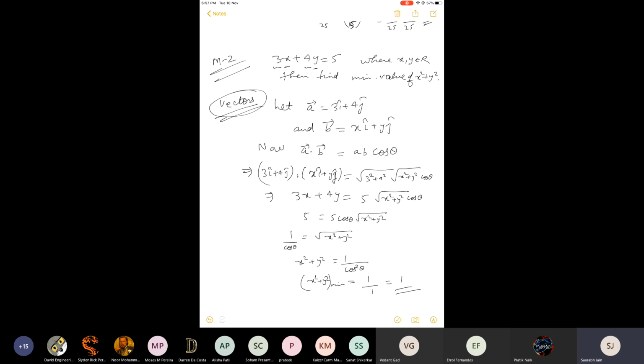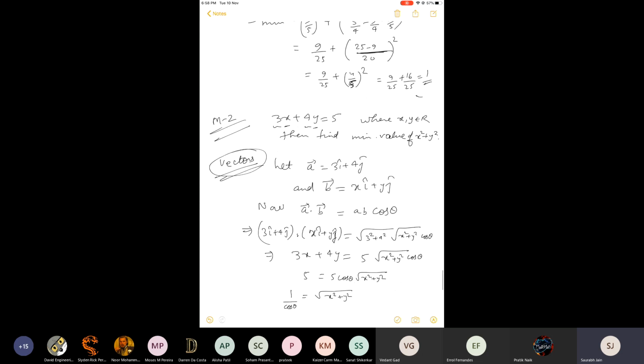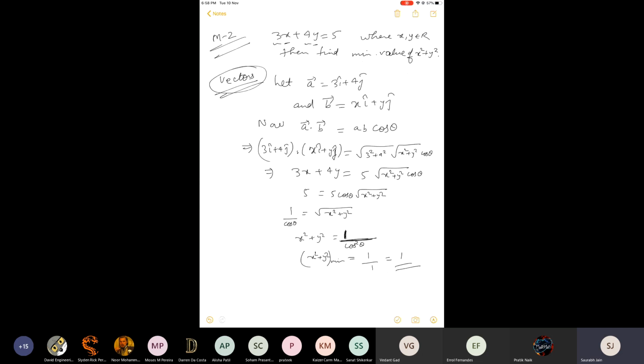For x square plus y square to be minimum, since there is a constant in the numerator in the RHS, the denominator must be maximum and the maximum value of cos is 1. Ultimately it will be 1. So the same answer is coming. But I think very few steps have been used. So by vectors also. But it is a matter of practice that such things strike at the time of exam.